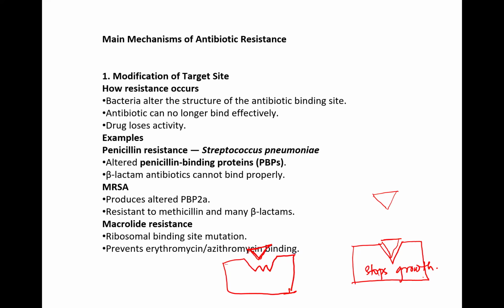Examples include penicillin resistance, altered penicillin binding proteins, especially in Streptococcus pneumoniae. So beta-lactam antibiotics cannot bind properly. MRSA, methicillin resistant Staphylococcus aureus. You'll study what is MRSA. They produce this altered protein binding site, which is resistant to methicillin and many beta-lactam antibiotics. Then macrolide resistance, that is ribosomal binding site mutation. Their site is also altered. They can prevent erythromycin and azithromycin from binding.